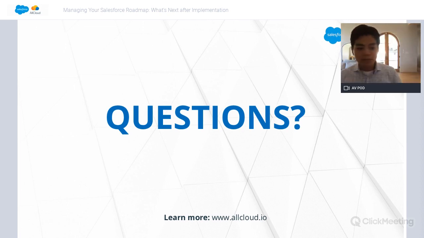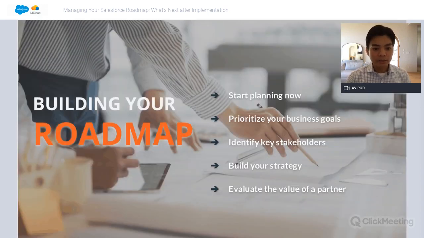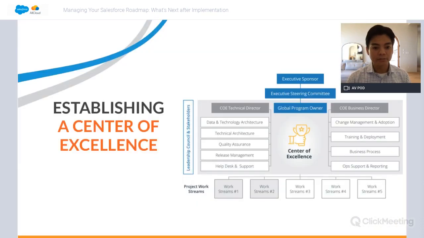Another question that just came in from the users here is, can you talk a little bit more about establishing a COE and a steering committee? What roles should be a part of it? So I'm going to jump to that slide that I had highlighted earlier about a steering committee. And I'm going to spend a little bit of time talking through this again.